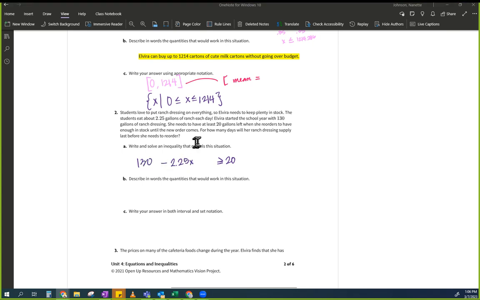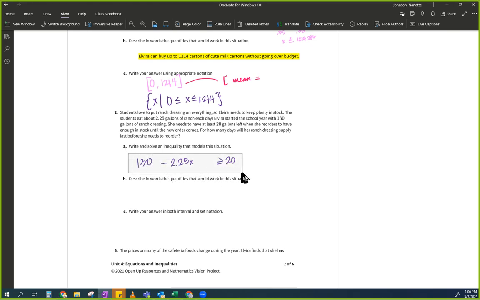Very good. Okay, and then it says she needs to have at least 20 gallons left when she reorders to have enough in stock until the new order comes. For how many days will her ranch dressing supply last before she needs to reorder? Okay, so here's the 20 gallons that she needs to have left. Why is this greater than? Why isn't this less than? Why is it this?